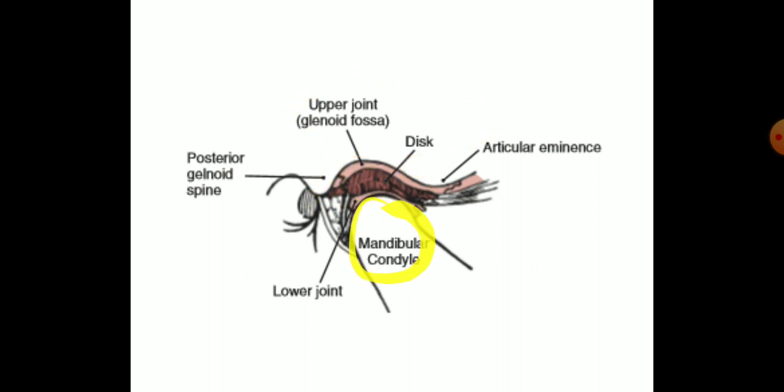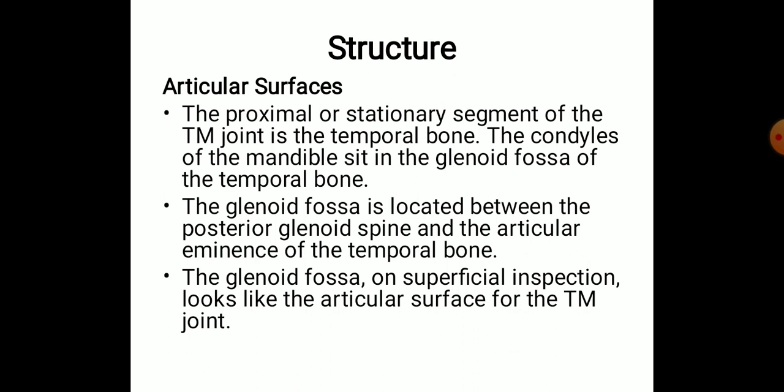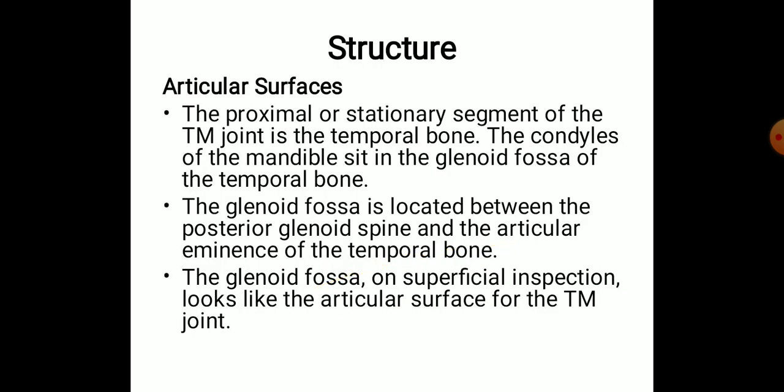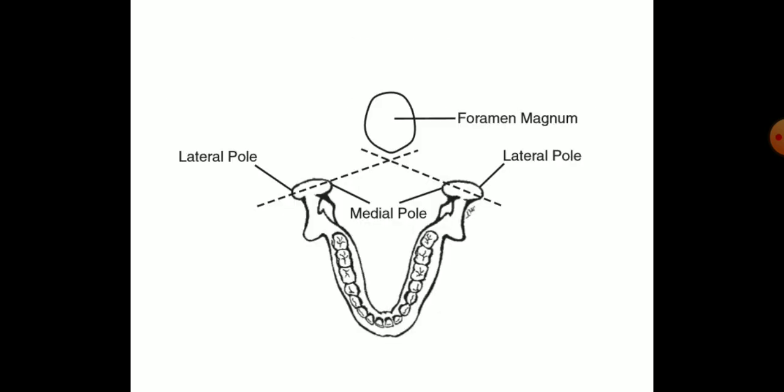The condyles of mandible are actually placed in the glenoid fossa to form the temporomandibular joint. The glenoid fossa is located between the posterior glenoid spine and the articular eminence of temporal bone. On superficial inspection, the glenoid fossa looks like the articular surface of the temporomandibular joint. So that's about the articulating surface.